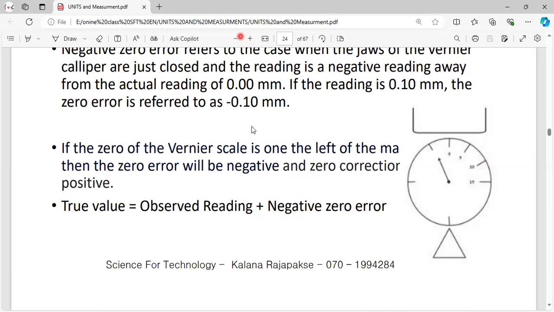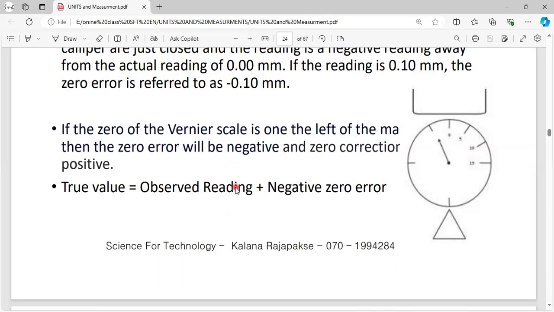Let's say there's a little bit of dust, or rust particles, the corroded steel parts, in between the jaws. So as the positive error, you get the value, the thickness of that corroded part. That is the error. So the exact opposite: due to the wear off of the jaws, the zero of the vernier scale is on the left of the main scale, right?